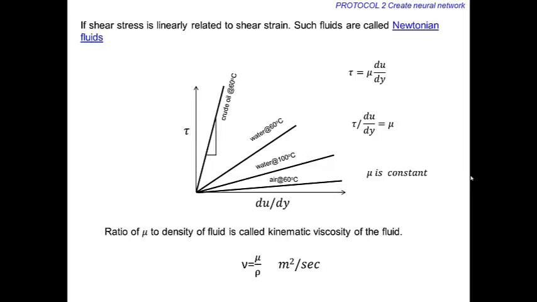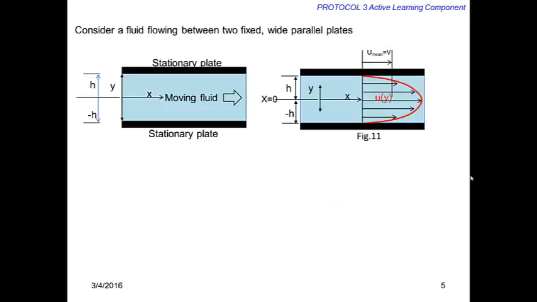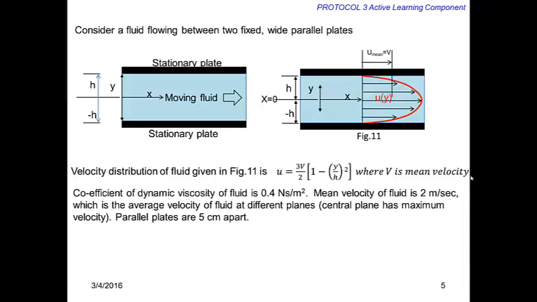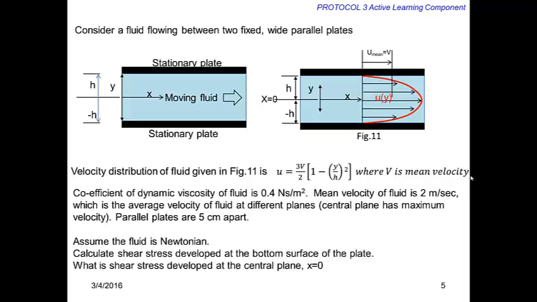Consider a thought experiment. A fluid is flowing steadily between two fixed, parallel plates. The velocity distribution u(y) is given as a function of distance y, mean velocity v, and distance between the plates. For a given dynamic viscosity, mean velocity and distance, calculate the shear stress developed at the bottom of the plate. Also, calculate the shear stress developed at the central plane.